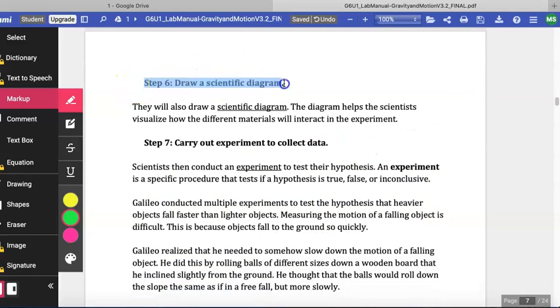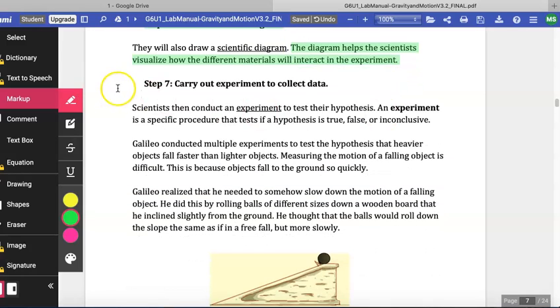Step 6. Draw a scientific diagram. They will also draw a scientific diagram. The diagram helps scientists visualize how the different materials will interact in the experiment.